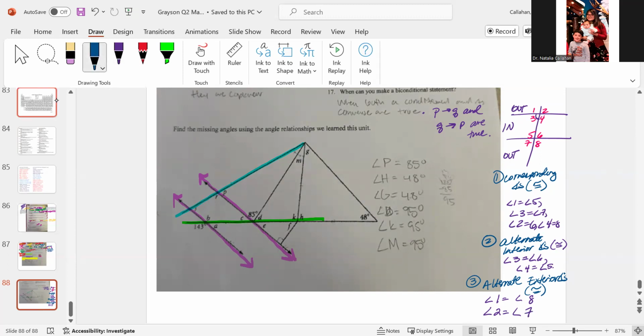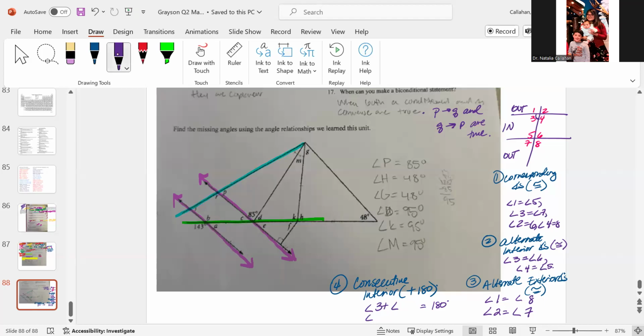Number 4. Move this over just a little bit. Number 4 are going to be consecutive interior angles. These are the only angles which add up to 180 degrees. Do you see that? Okay. So which angle will that be? Consecutive inside. Angles on the inside. Angle 3 plus what equals 180 degrees?